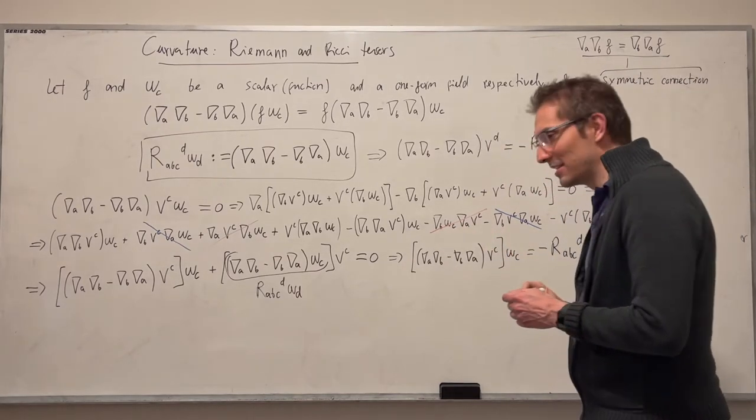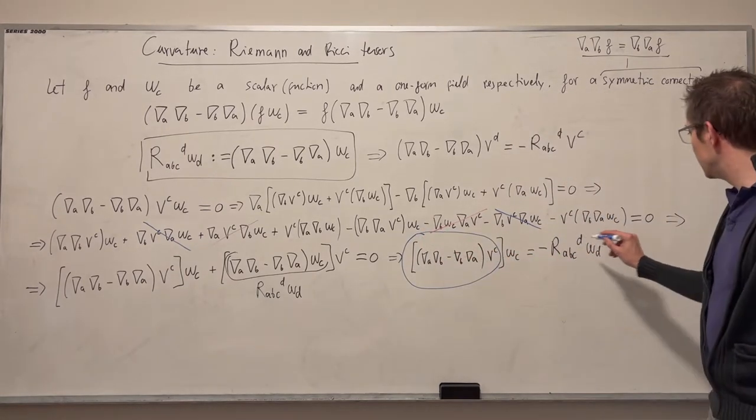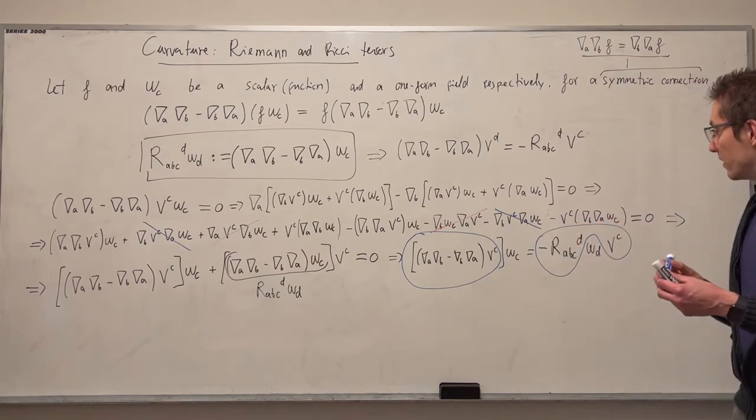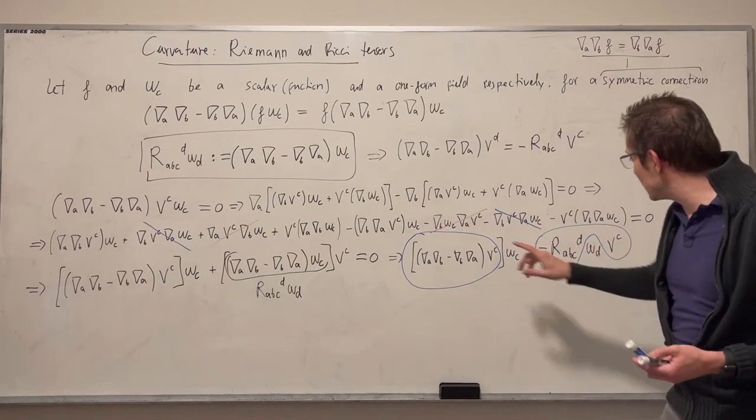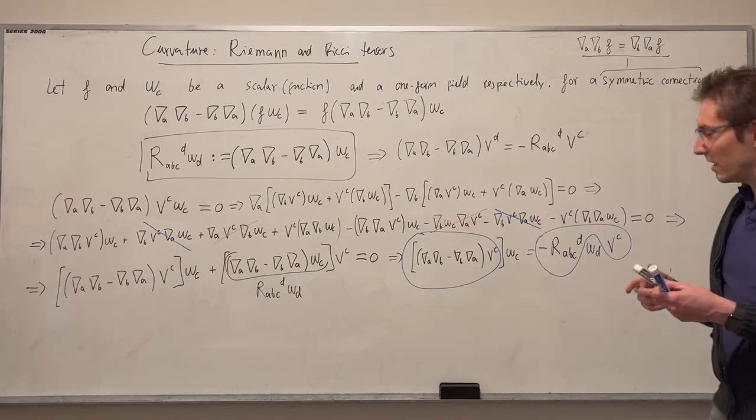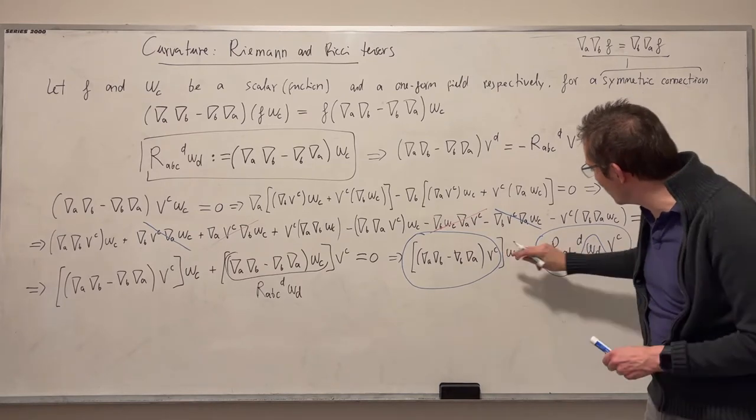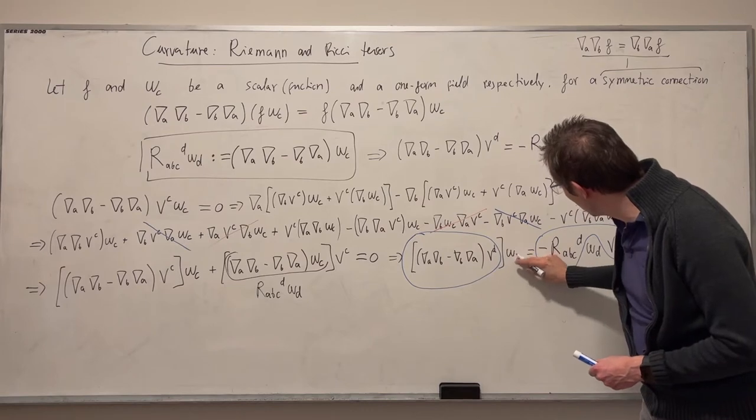I'll maybe use a different color. This thing here has to be equal to this one, right? How do I know that? Somebody would say, no. Look, this is a D and this is a C and this should be a D. Well, again, dummy indices, right? So this is a dummy index. If I want, I can call this dummy index D without prejudice.